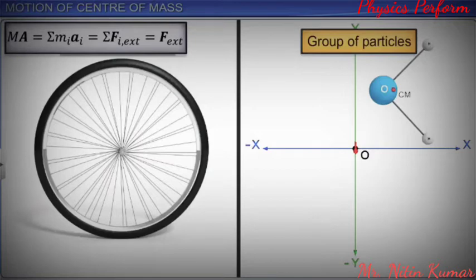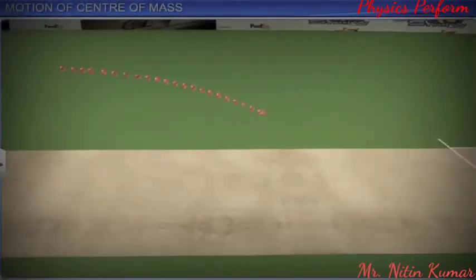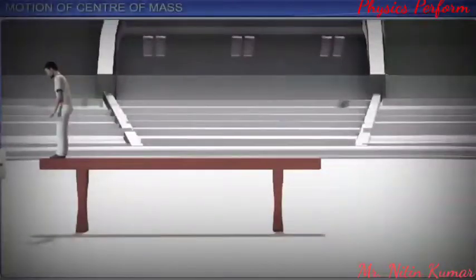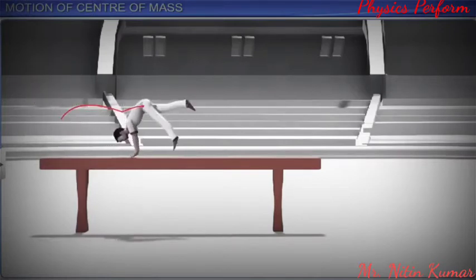When a spinner bowls, the ball may have a complicated rotational and translational motion, but the center of mass of the ball will have only translational motion. A gymnast performing an event on a pole will have a complicated motion, but his center of mass moves along a parabolic path.